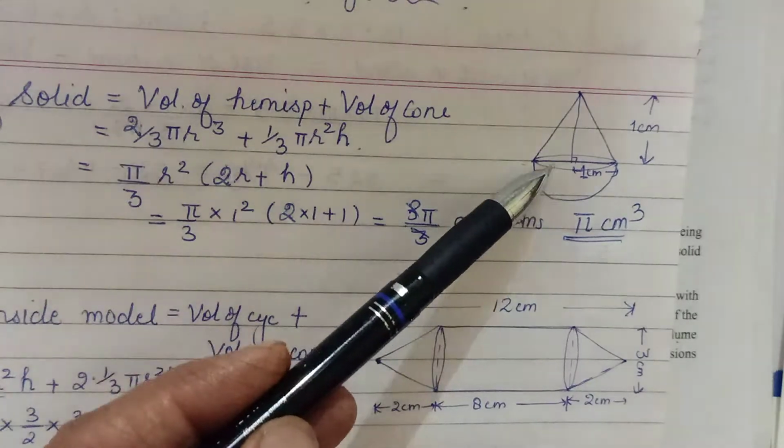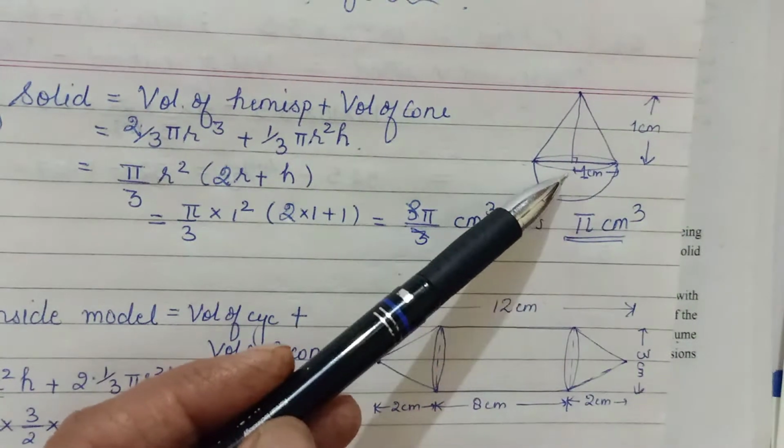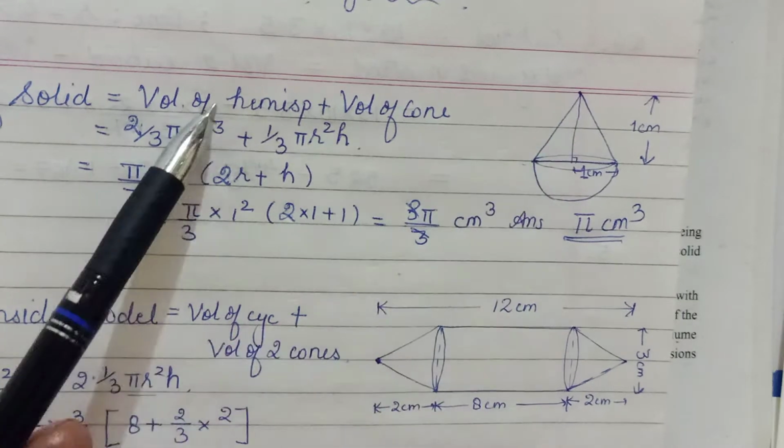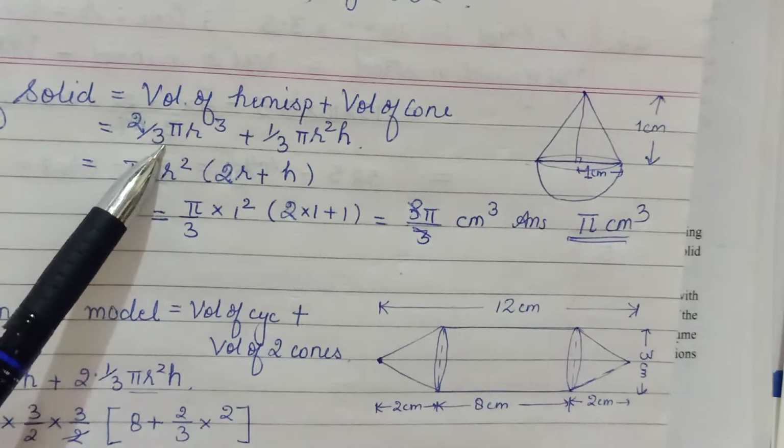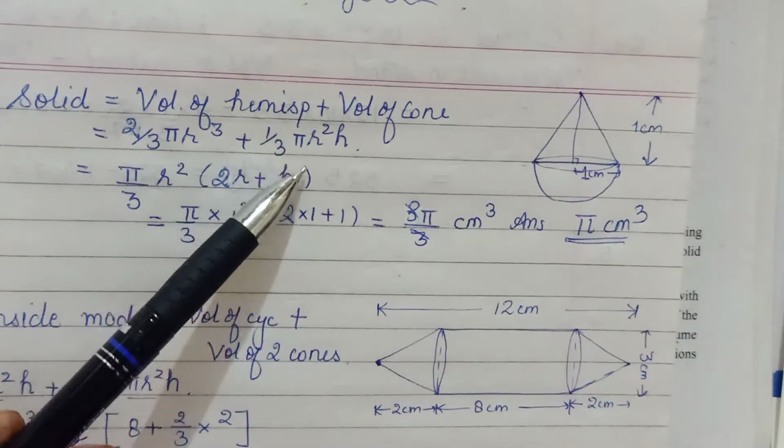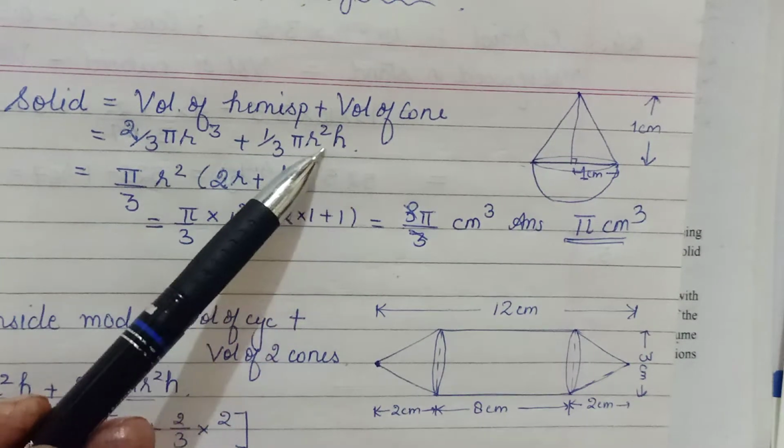तो क्या क्या आ रहा है इस solid में? We have this hemisphere as well as the cone. So volume of hemisphere plus volume of cone. Formula you all must have revised. Hemisphere is 2 by 3 pi r cube. Cone is 1 by 3 pi r square h. So radius दोनों का same है.